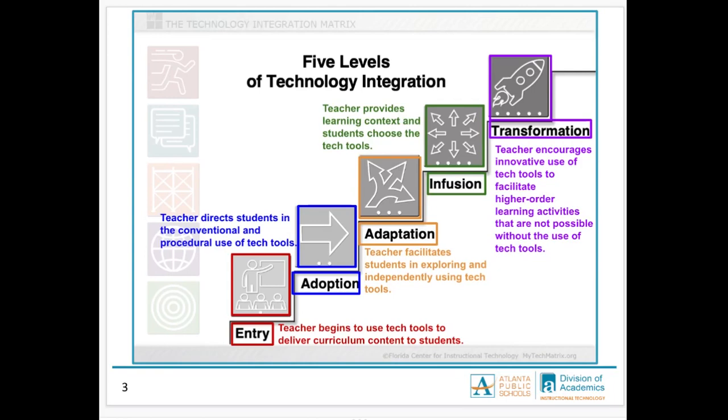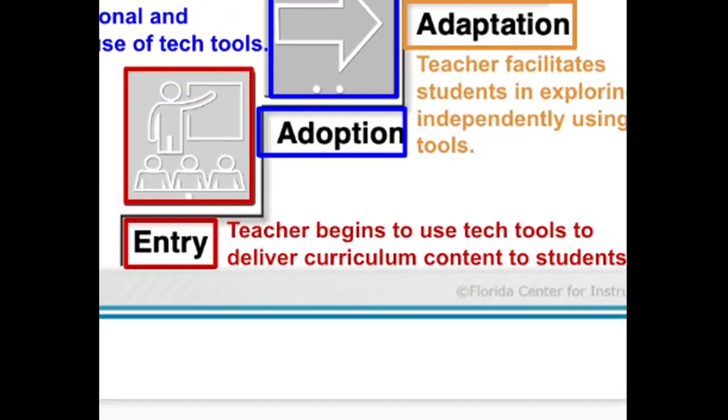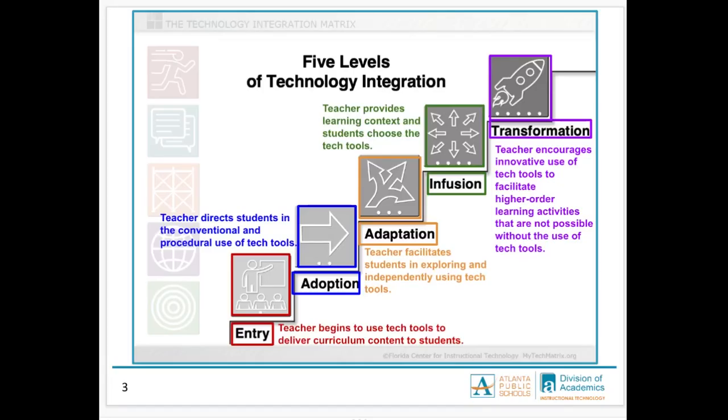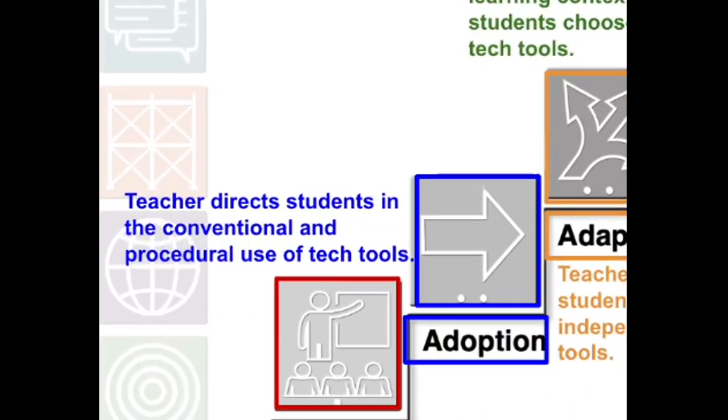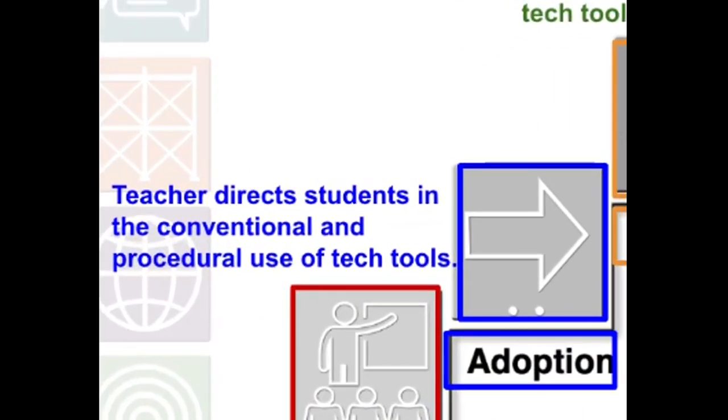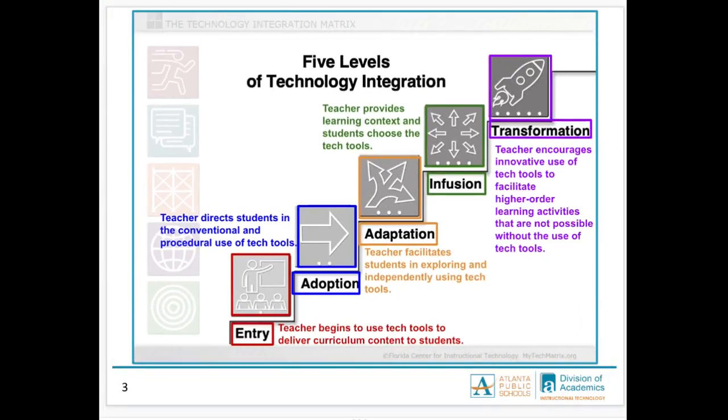Within the 5 levels of technology integration, you have entry level, where the teacher begins to use tech tools to deliver curriculum content to students. This is when the teacher is using technology mainly to do drill and skill with the students. In adoption, teachers direct students in the conventional and procedural use of tech tools. So this would be like giving them a template in Google Slides for them to do a project on.